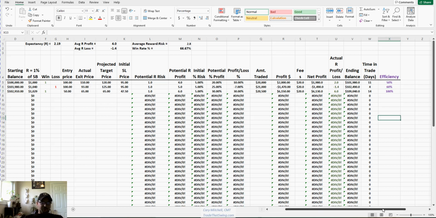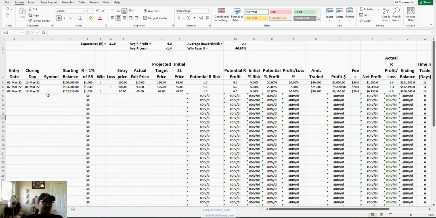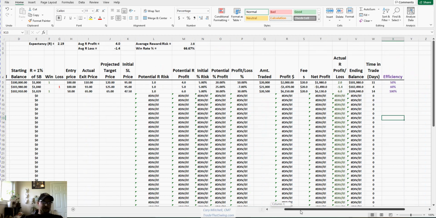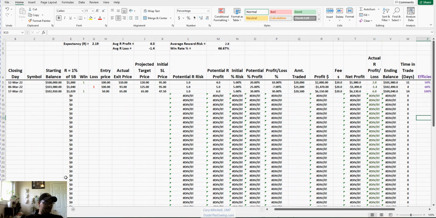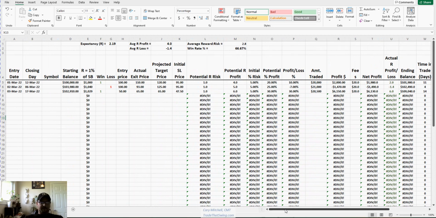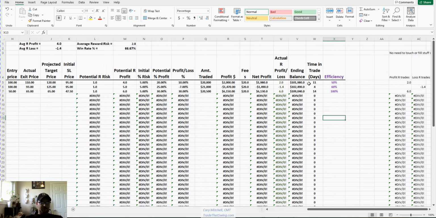Days in the trade. This is calculated automatically for you once you put in the entry date and the closing date. And we can see 11 days. This is total days, not just trading days. But to me, it doesn't really matter. I'm thinking about time in months, weeks anyway. So we can see March 1st to March 12th, about 11 trading days.